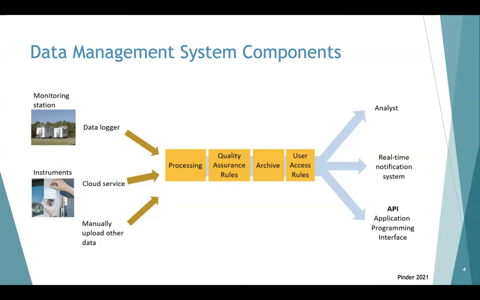And finally, after completing this entire part, what will happen? The data will go to an analyst. Maybe it will go towards a real-time notification system, or move to the API, what we call application programming interfaces. So data will be moving forward to any of these three systems. These are the entire components of a data management system.